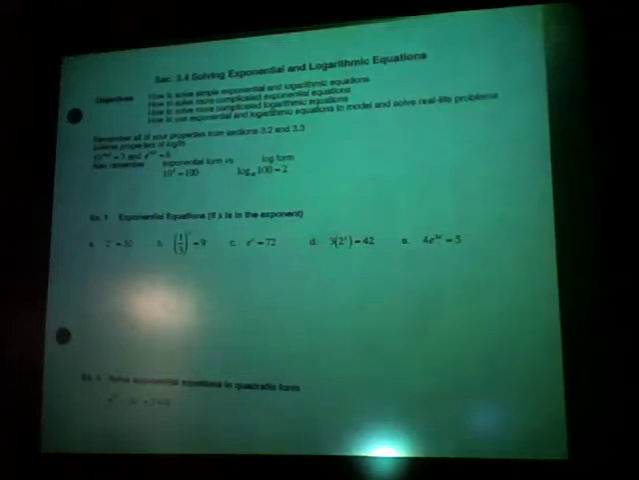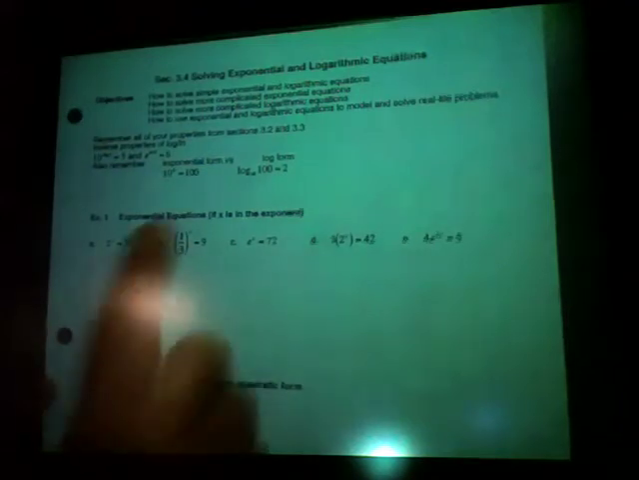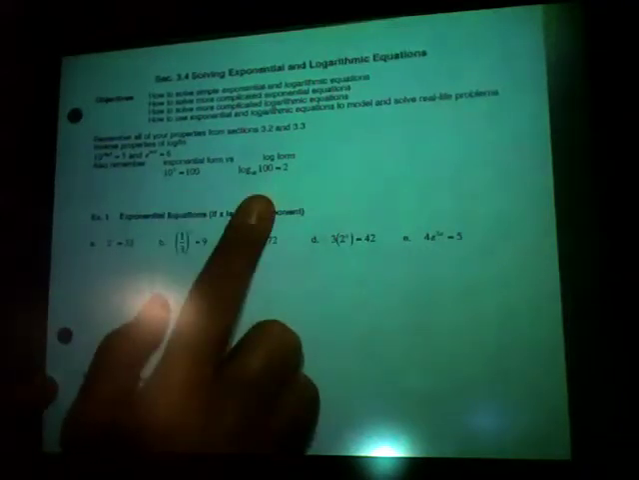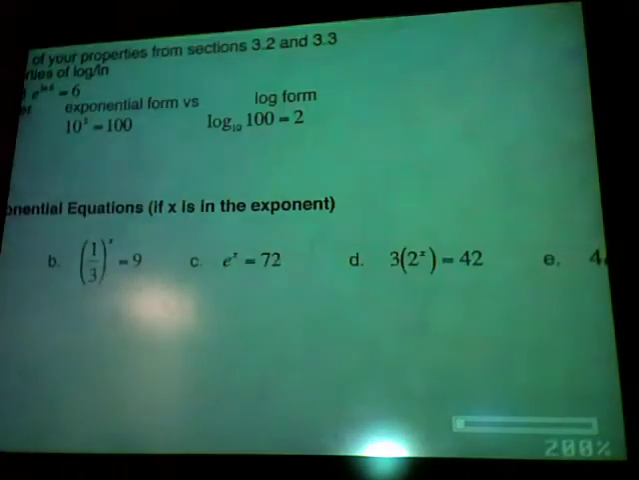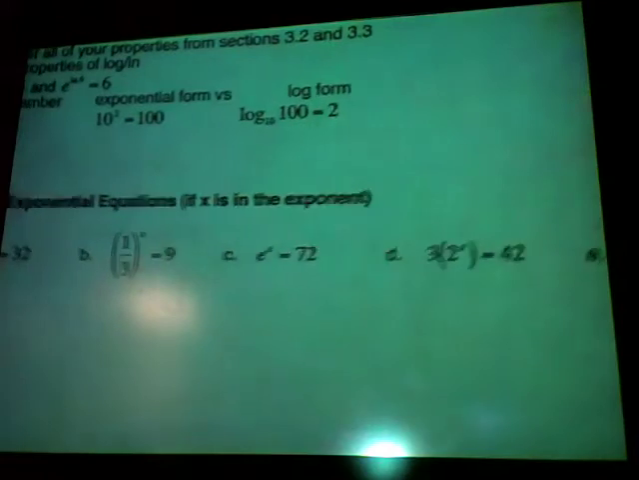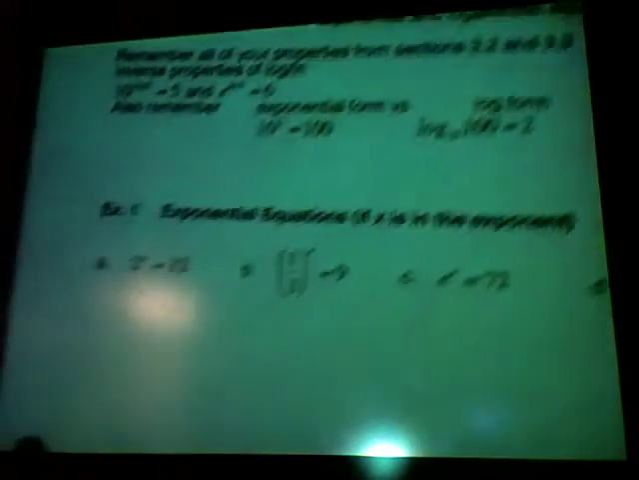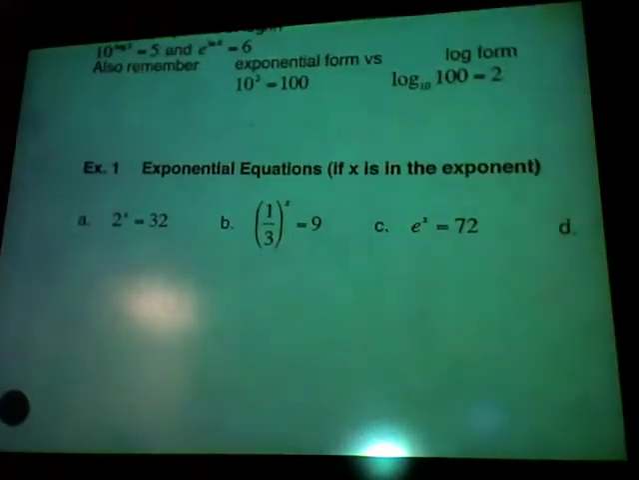So here we go. The first one says, first of all, remember the difference between exponential form versus log form, right? And that the common base for a log is 10 and the common base for a natural log is e, right?